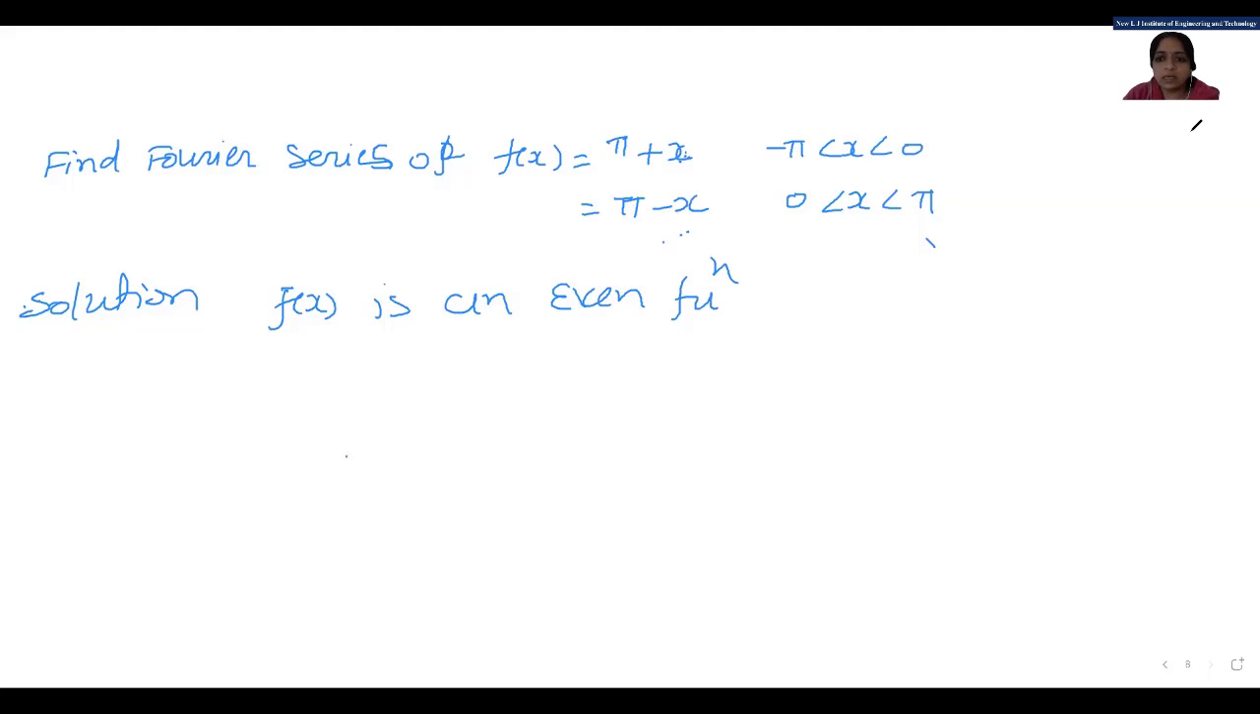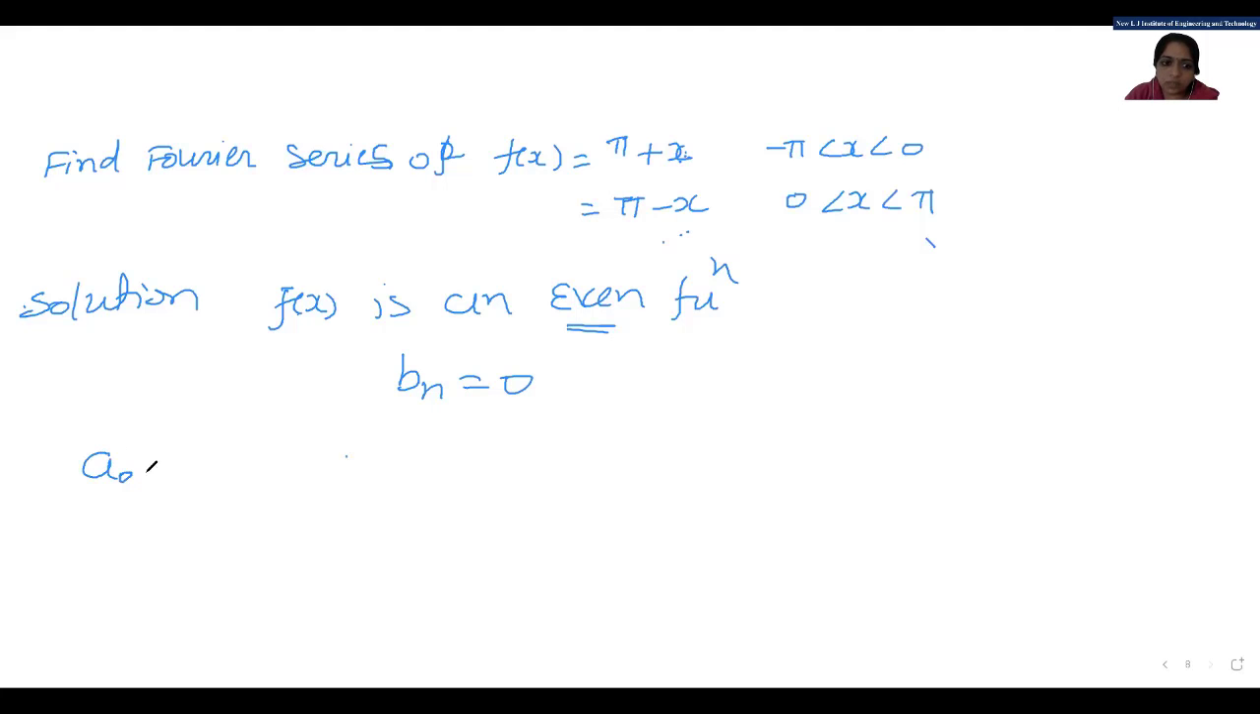Okay. Again, last time I repeat. If we replace minus x by x in the first function and we get the other function, or if we replace minus x by x in the lower function and we get the first function, then our given function is an even function, right? And as our given function is even, our first step is bn equal to 0.